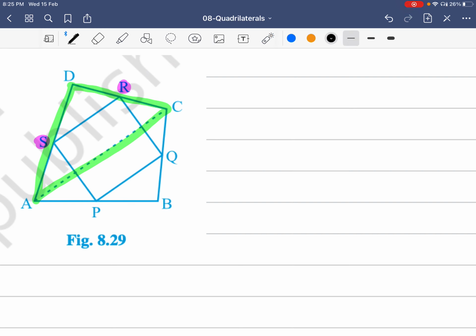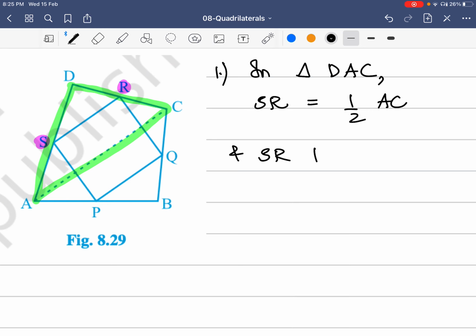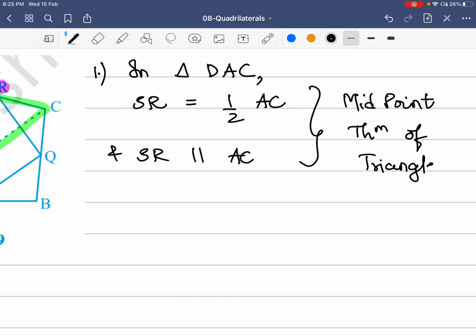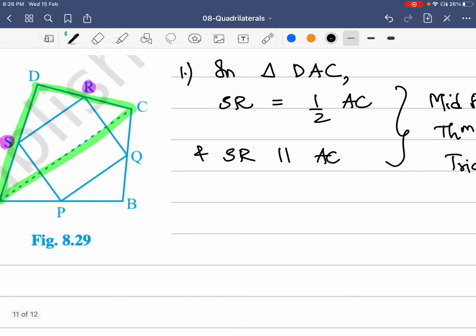I'm just going to write this down. In triangle DAC, SR is equal to half of AC and SR is parallel to AC. From where does this come? This basically comes from the midpoint theorem of a triangle. So it's a very simple and straightforward application of the midpoint theorem of a triangle.